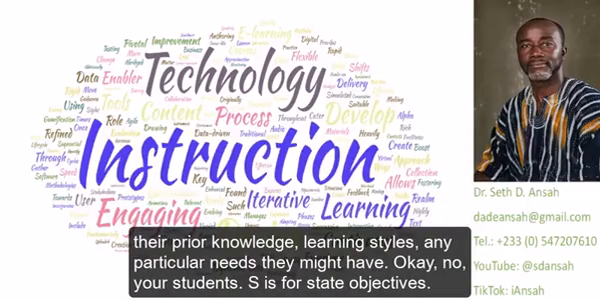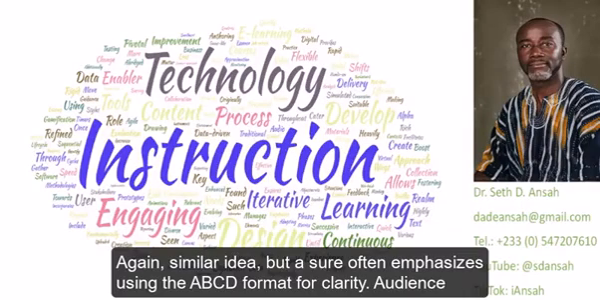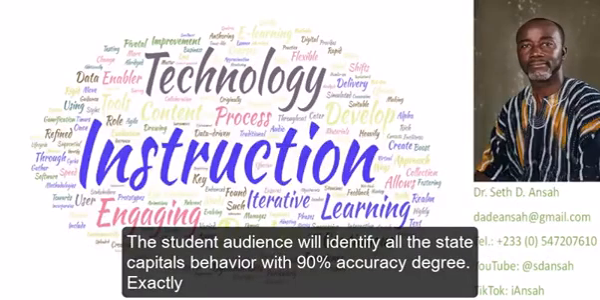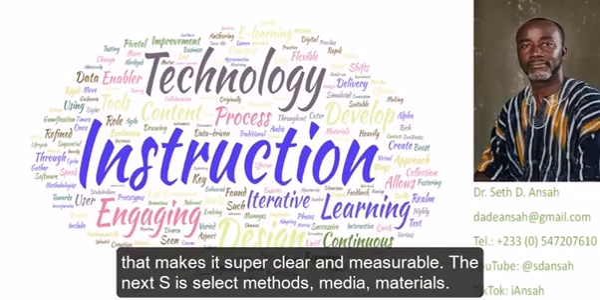Okay, know your students. S is for state objectives. Again, similar idea, but ASSURE often emphasizes using the ABCD format for clarity. Audience, behavior, condition, degree. The ABCD objectives. Like given a map (condition), the student (audience) will identify all the state capitals (behavior) with 90% accuracy (degree). Exactly that. Makes it super clear and measurable.